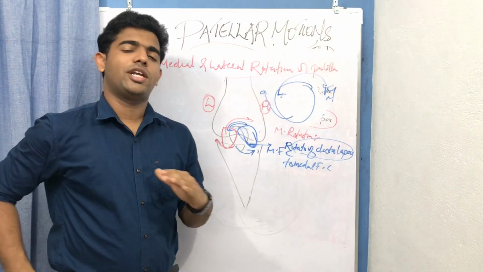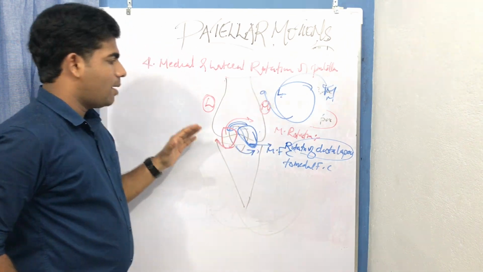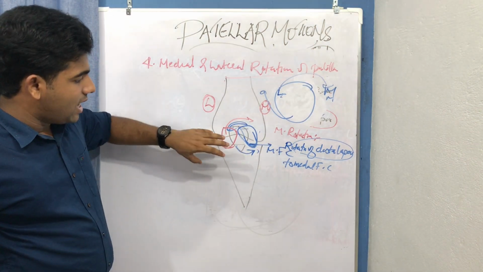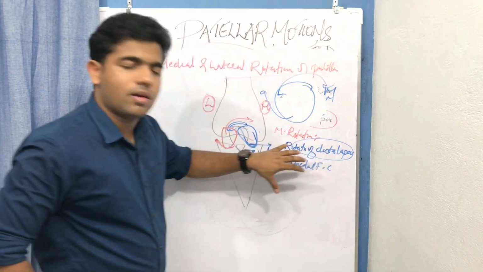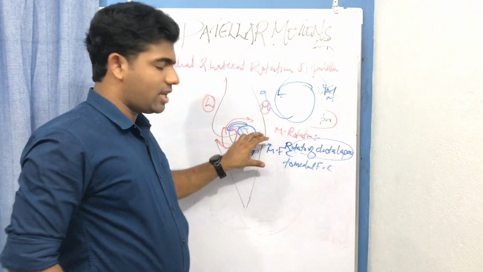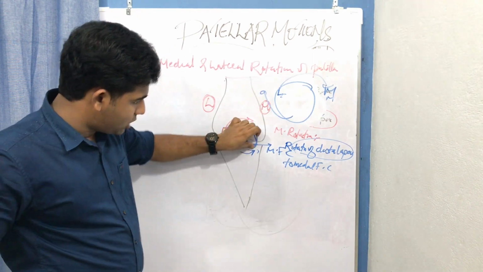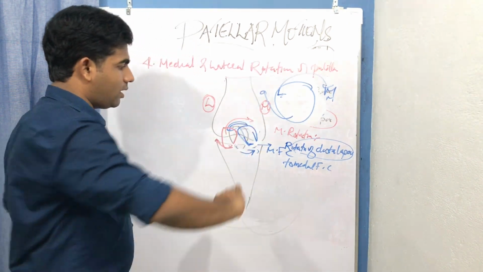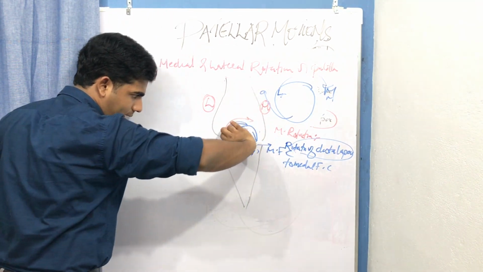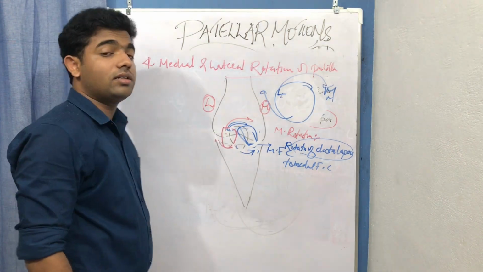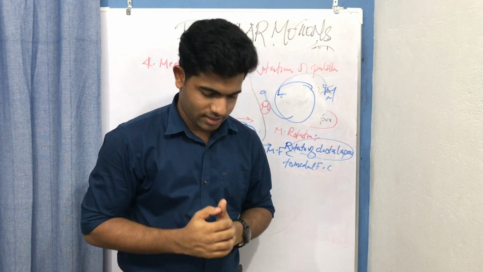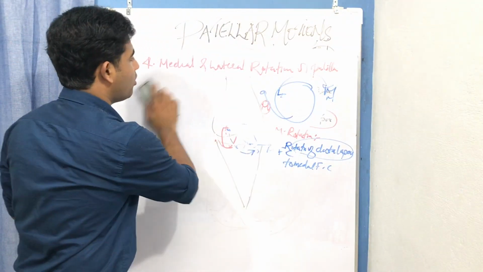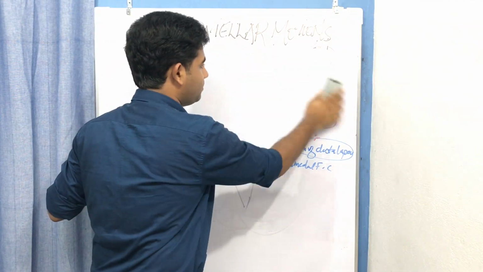The medial rotation and lateral rotation of the patella, we defined it. Medial rotation is the tip or the apex of the patella moving towards the medial femoral condyle in this manner. And lateral rotation is the apex moving towards the lateral femoral condyle. Yes, that's all about the rotatory movements of patella.